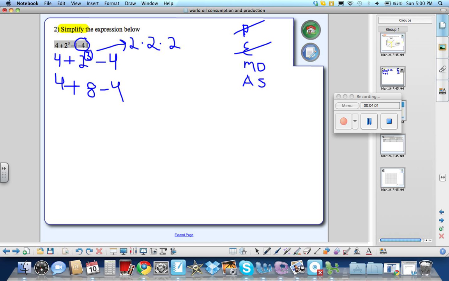The next one is MD. If you don't remember, MD stands for multiplication and division. Notice there's no multiplication or division, so we can skip that step. The last step is adding and subtracting, not necessarily in that order.